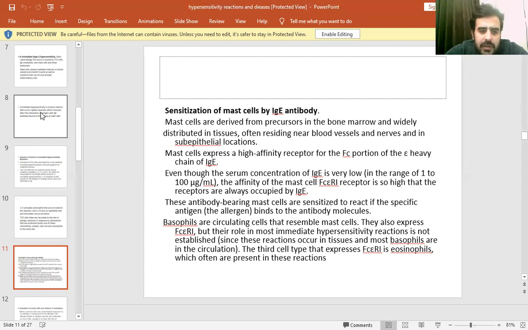Basophils are also circulating cells that resemble the mast cells. They also express the same receptor the mast cells have for IgE, but their role in immediate reactions is not established, since these reactions occur in tissue and most basophils are in the circulation. This is one of the reasons. The third cell type that expresses the same receptor as the mast cells, FcεRI, is the eosinophil, which often is present in these reactions.